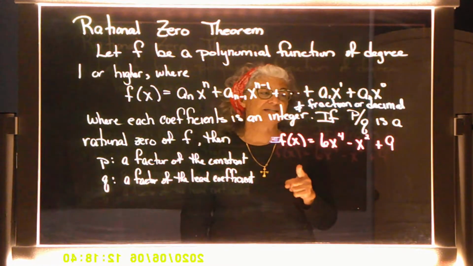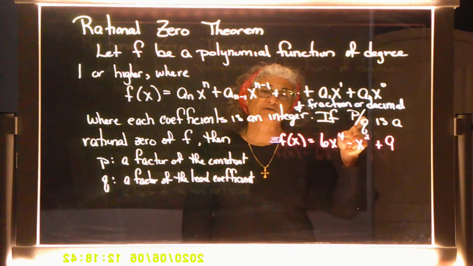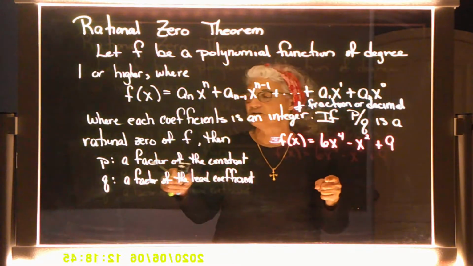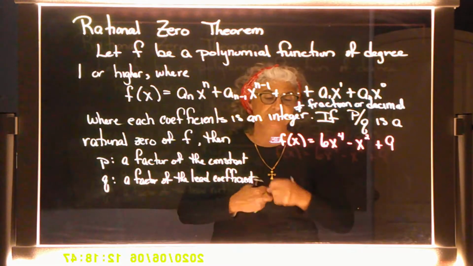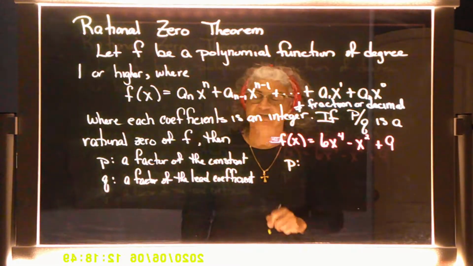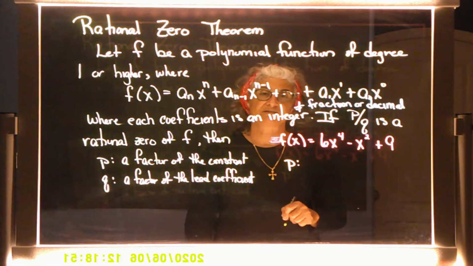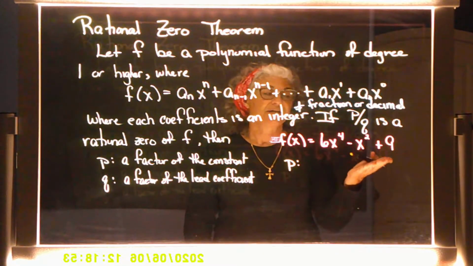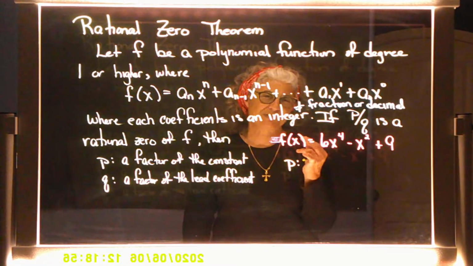So first thing I need to do, because they said if P over Q is a rational zero, I need to identify P and I need to identify Q. P is the factor of the constant. Well, what's my constant here? Yeah, 9. Now, I like to use the sandwich technique.